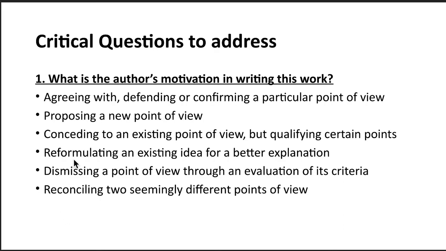It's almost like the fourth one, reformulating an existing idea for a better explanation. But some good researchers consider two different schools of thought, bring them together and come up with their own point of view. So the motivational factors behind the work or the research paper can be seen when you look for these different points in the research paper. Is it clear?